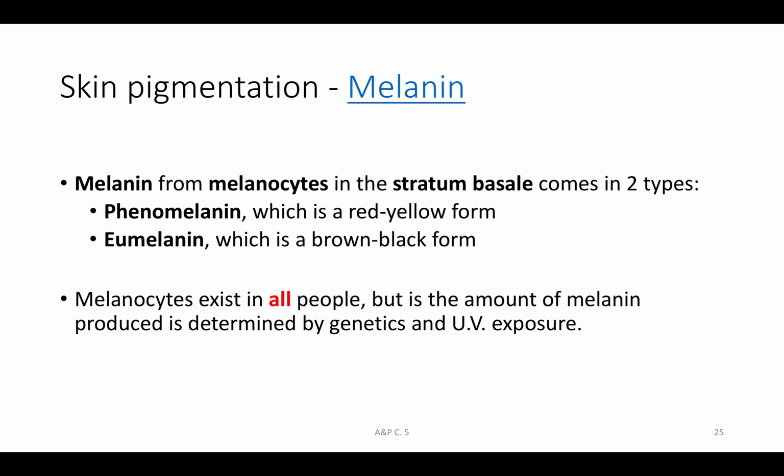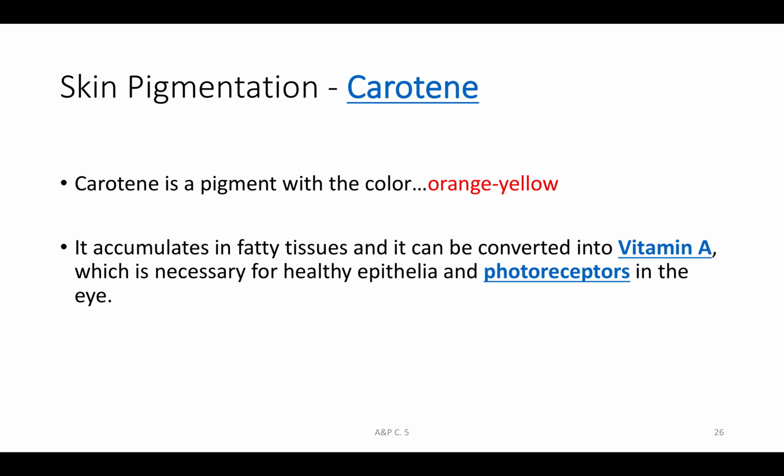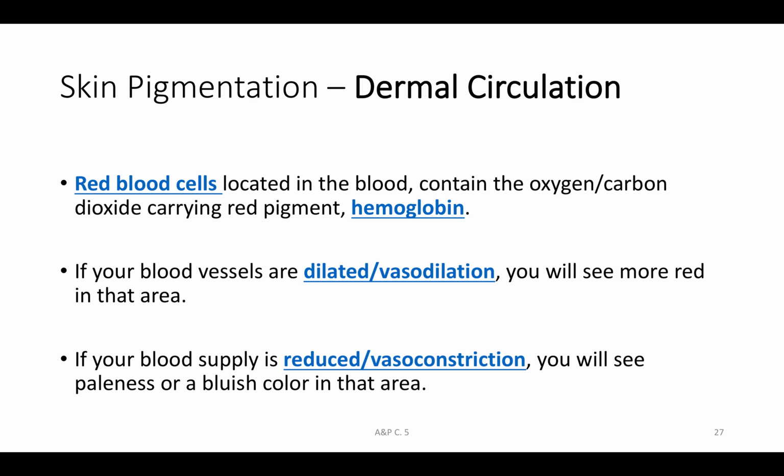People who suffer from albinism do not have any melanin produced. The second primary pigment is keratin. Keratin has a yellow-orange pigment to it.